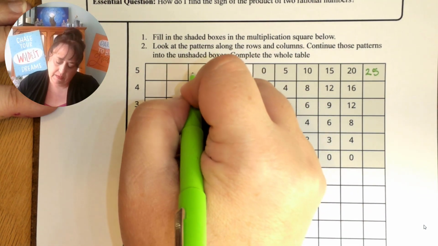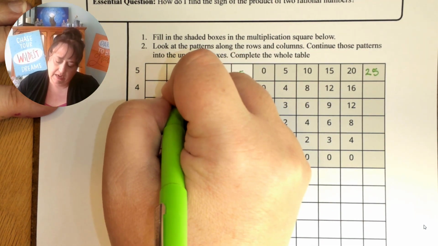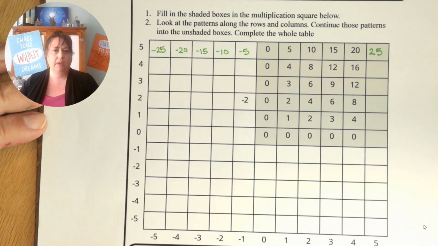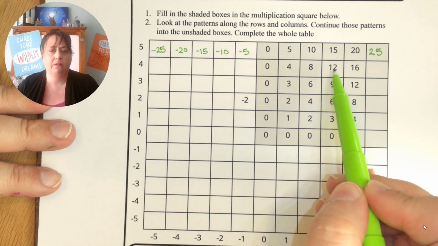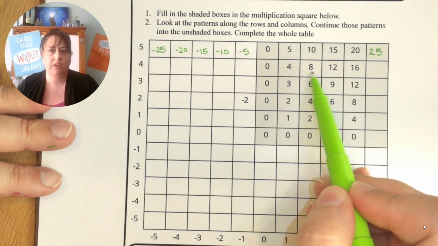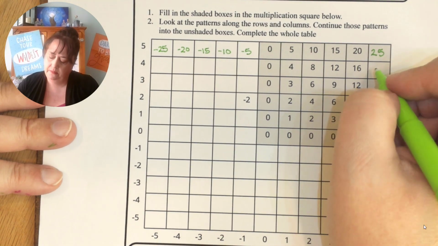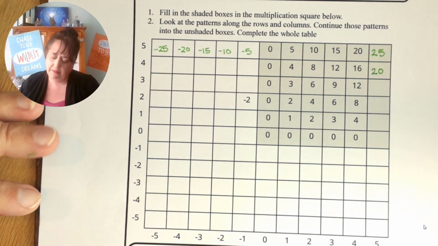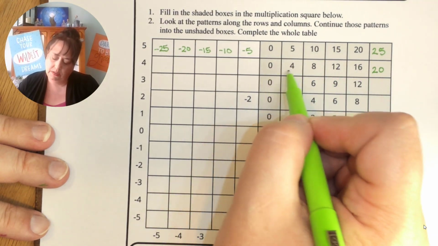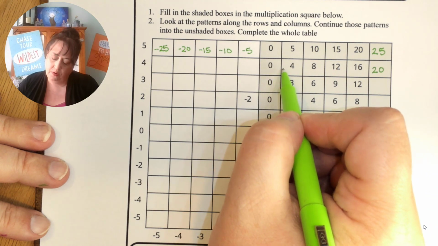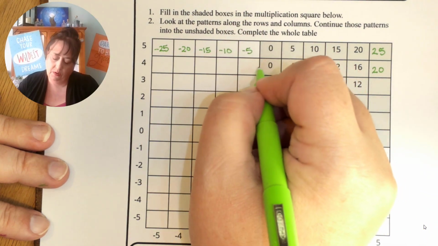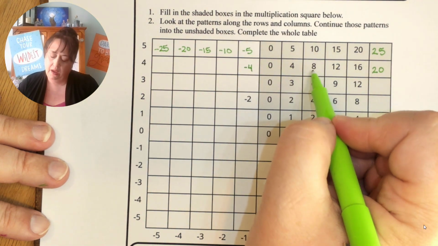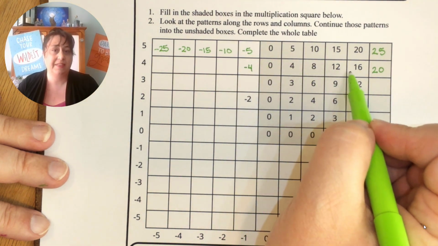-10, -15, -20, -25. Okay, so then 4, 8, 12. So what are we counting by here? Counting by fours, it looks like. 4, 8, 12, 16, 20, and then counting backwards by fours, subtract 4, 0, -4.